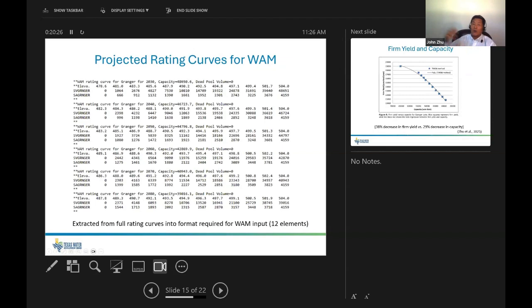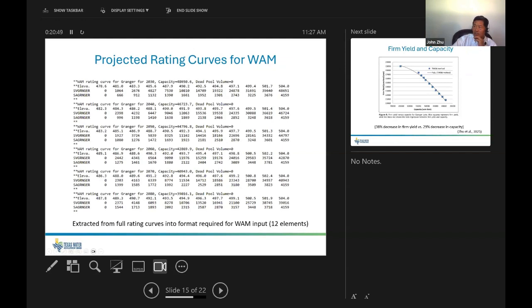So we got all the future reaching curve, and this is using for VM. We have to extract because VM is a program and only taking 12 elements for the future reaching curve. So over here, the first 4 lines are for 2030.